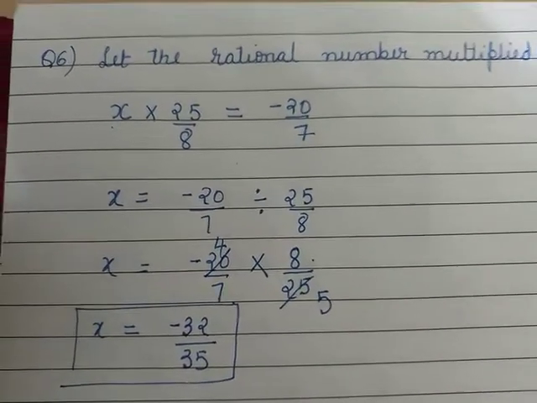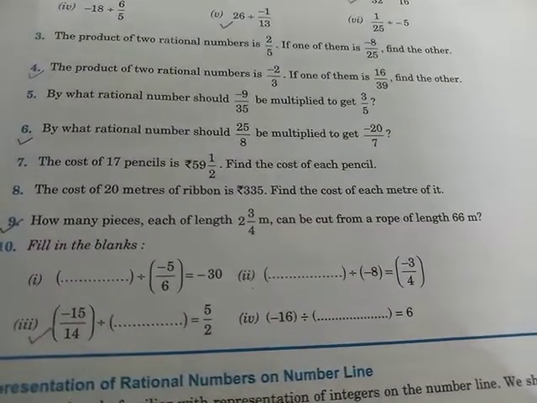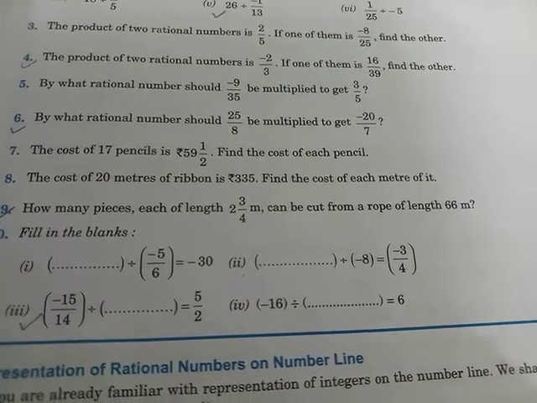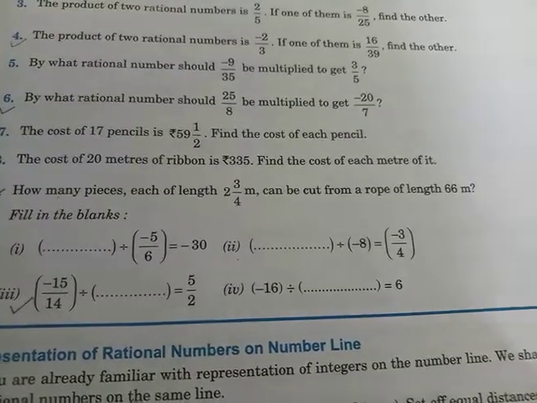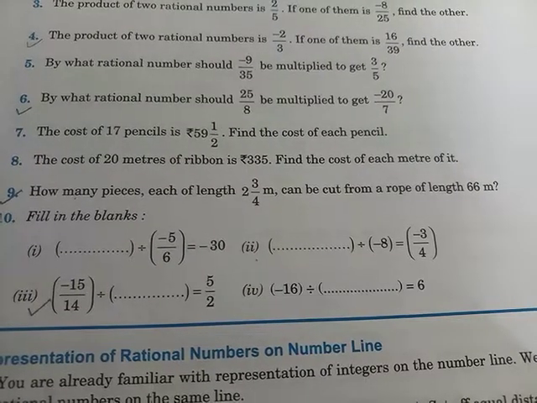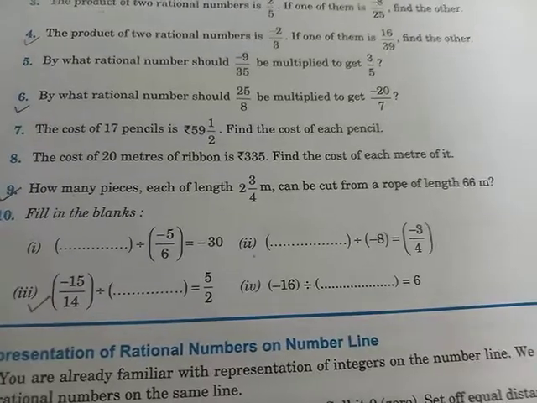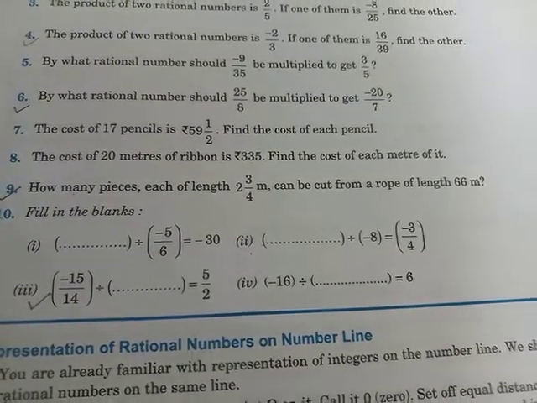Okay children. Then we come to question number 7. The cost of 17 pencils is rupees 59 whole 1 by 2. Find the cost of each pencil. Children, for finding the cost of each pencil, what do we do? We divide the total money by the number of pencils. So that means 59 whole 1 by 2 is to be divided by 17.